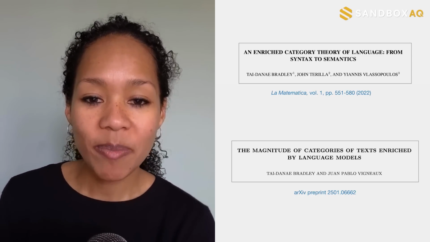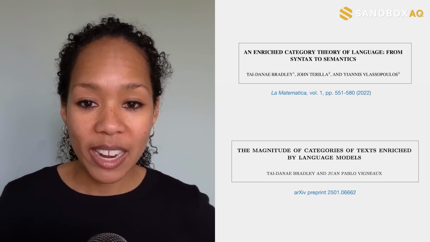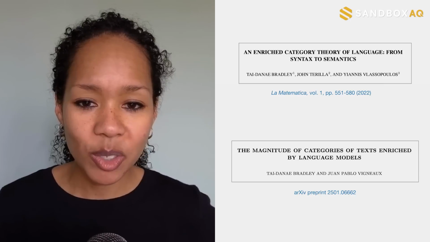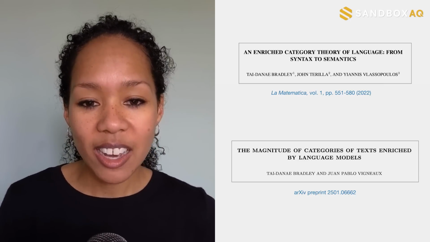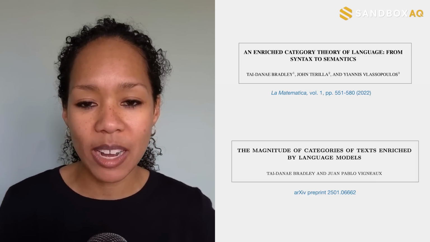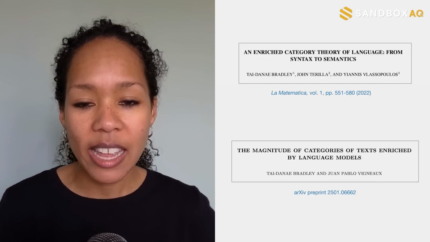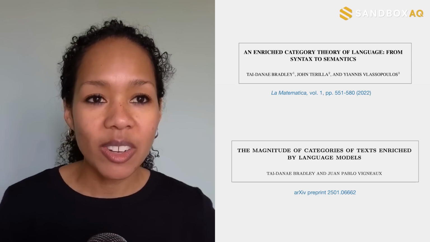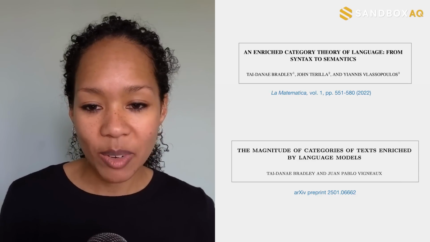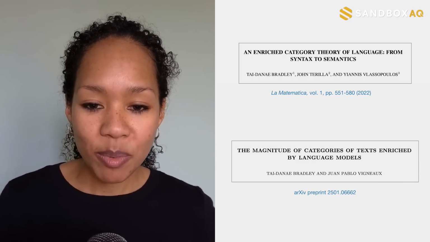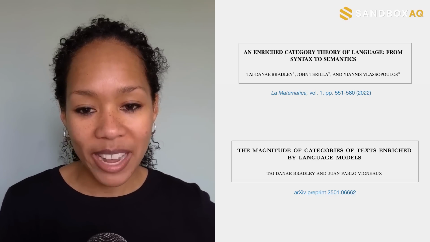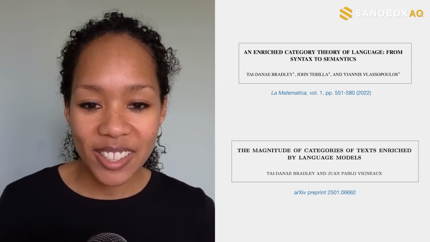Where can you learn more? So most of the theory behind the enriched category theory of language is based off of joint work with John Terilla and Yiannis Vlassopoulos back in 2022. So I've mentioned the paper at the top of the screen there. And the computation of magnitude and this idea of connecting the theory directly to a large language model is in our new preprint with Juan Pablo that was released on the arXiv in early 2025. So if you're interested, take a look at these papers.